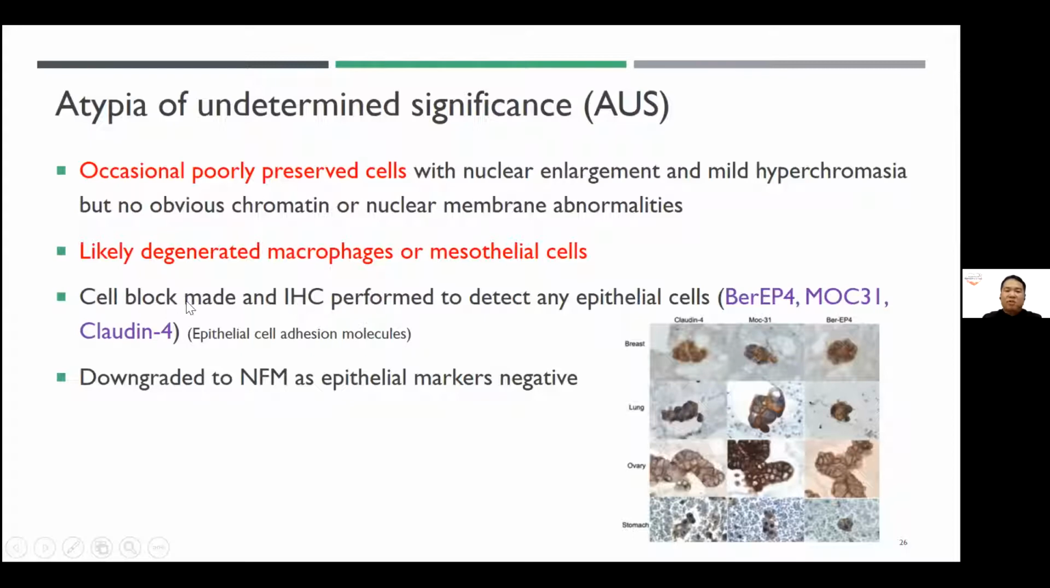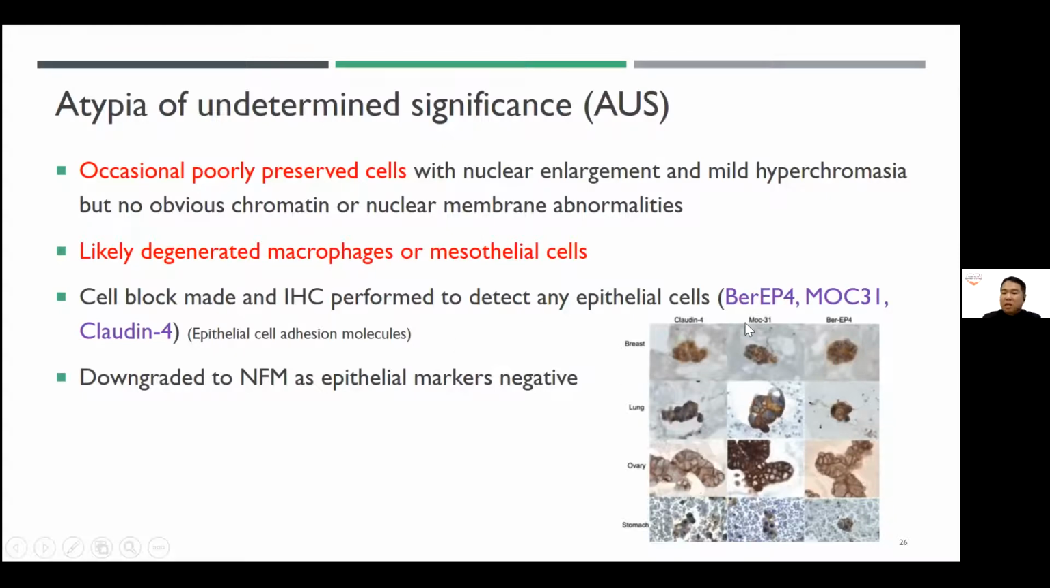So we need cell blocks or ICC, immunocytochemistry, to detect whether they are metastatic epithelial cells, such as metastatic squamous carcinoma or metastatic lung adenocarcinoma. By general recommendation, you can use BerEP4, MOC31, and Claudin-4, which recently is more appreciated as a sensitive marker for metastatic adenocarcinoma. In many metastatic carcinomas, such as breast, lung, ovary, or stomach, if you use a panel of BerEP4, MOC31, and Claudin-4, you can detect them, especially apart from mesothelial cells, because these proteins are epithelial cell adhesion molecules.